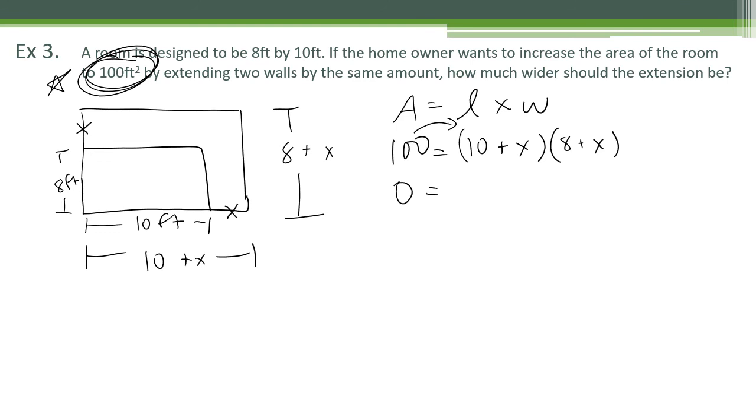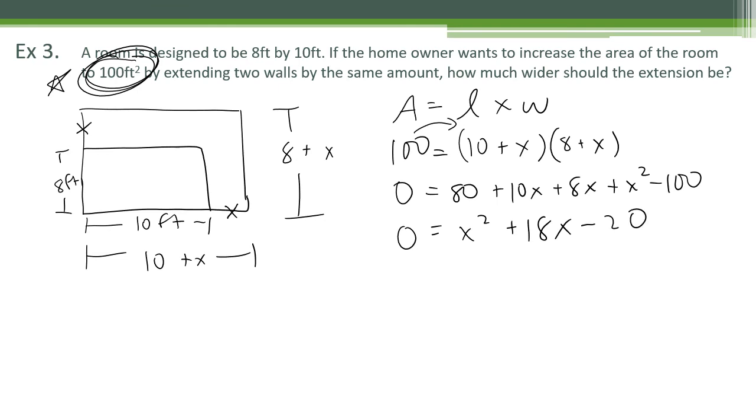While we're at it, let's FOIL this. So that'll be 80 plus 10x plus 8x plus x squared minus 100. Collect like terms. x squared plus 18x, and then minus 20. I see 0. That means I have to find my zeros, which means you could factor. That doesn't factor nicely, so that's quadratic formula. And there's your a, there's your b, there's your c.